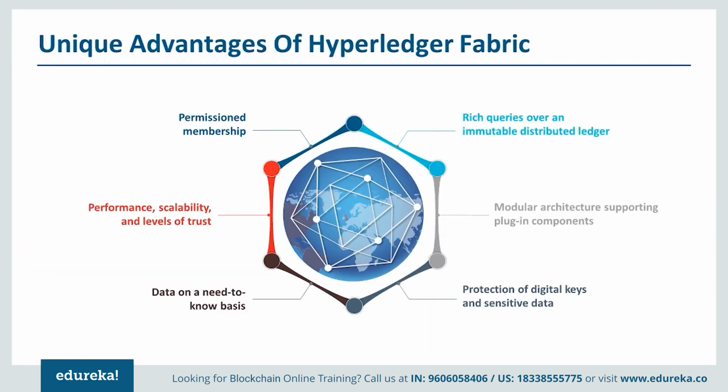Each and everything in Hyperledger can be plugged out and plugged in based on your requirement. Protection of digital keys and sensitive data. So you have separate modules for protecting your keys, like your certification authority, which is a module specifically kept for securing your keys. You can have your own certification authority if you don't want to use the Fabric CA for authentication. Data on a need-to-know basis. Performance, scalability, and level of trust and permissioned membership. These are some of the key attributes of Hyperledger Fabric.